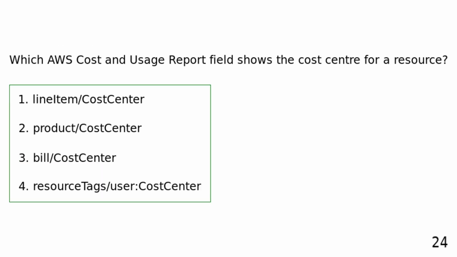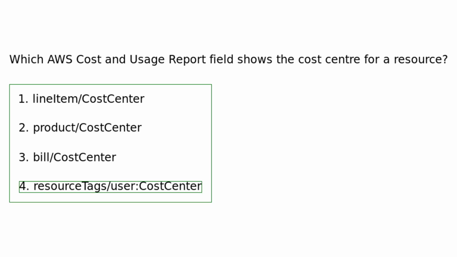Which AWS cost and usage report field shows the cost center for a resource? Line item/cost center. Product/cost center. Bill/cost center. Resource tag/user cost center. If you've tagged your resources with a cost center tag, the resource tag/user cost center field will show this value, aiding in cost allocation to different departments or projects.